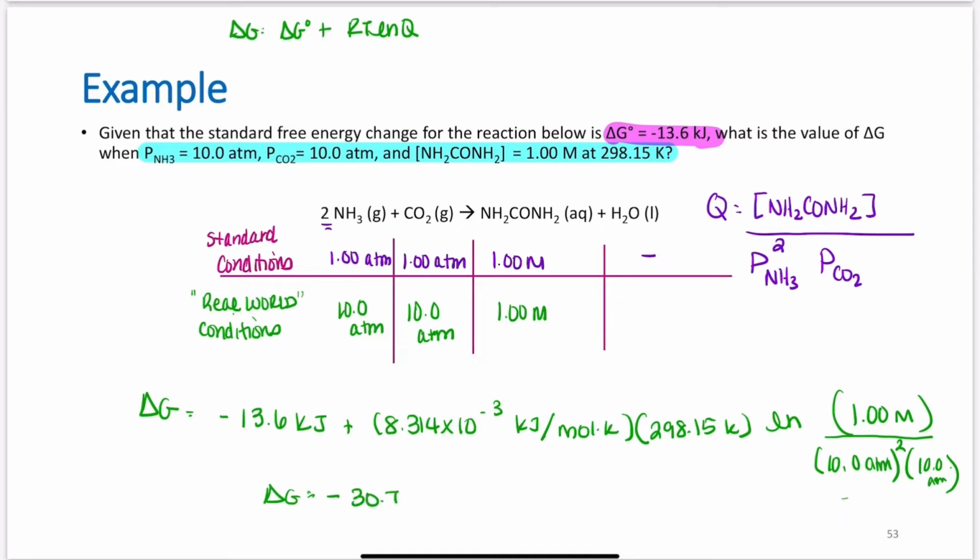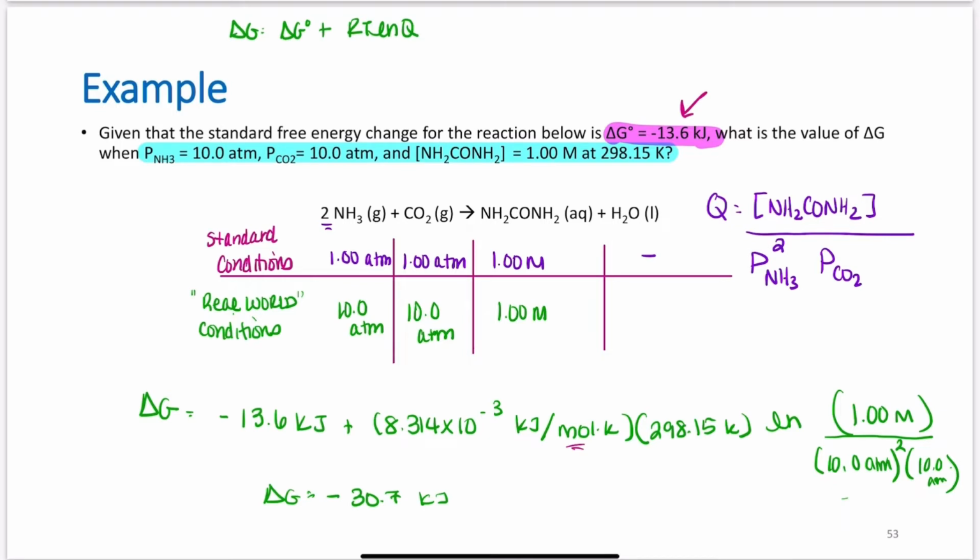negative 30.7 kilojoules. Some people may ask, what about the mole rate here? This value for delta G I've gotten from the table is actually per mole. We just don't record it that way because it's per the reaction. So it is a complete comparison here. We see that the overall delta G for the reaction we're looking at is negative 30.7 kilojoules.